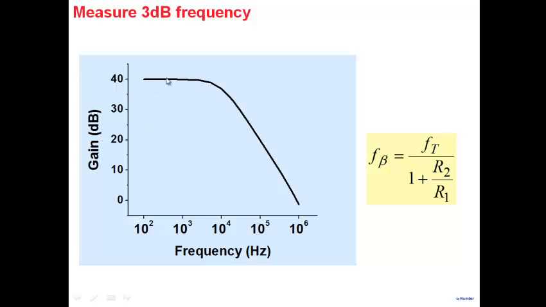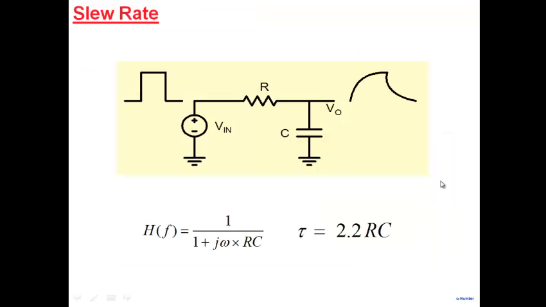So you'll get a plot like this. The 3 dB point you'll identify, and you'll use that formula to obtain the unity gain frequency. One more non-ideality of the op-amp is the slew rate. Now, I don't think we'll be left with time to discuss the integrator. We'll do that in the next lecture. So I'll just finish with the op-amp characteristics.